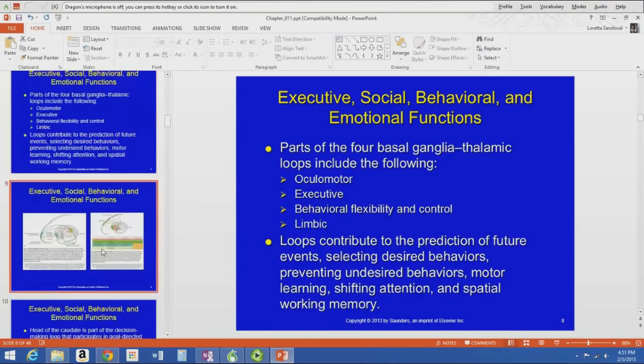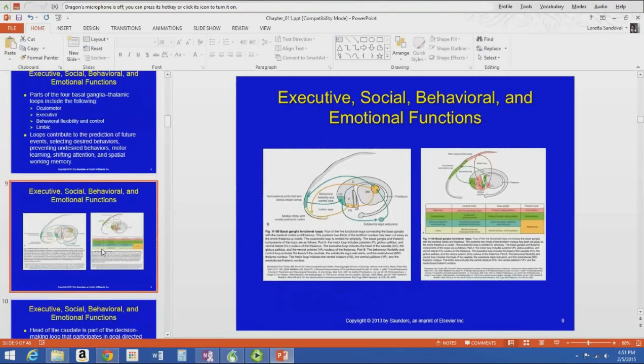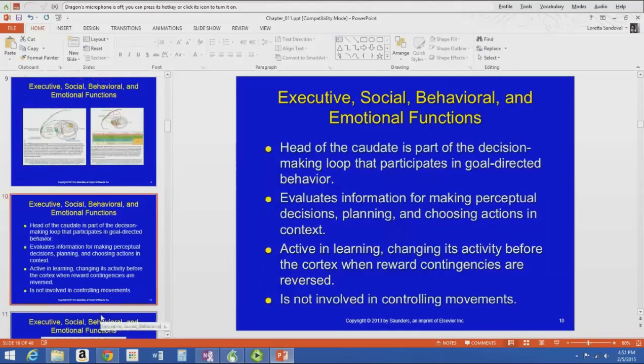And there's this really super cool chart on the social and behavioral and emotional functions, and this is way more complicated than I want you to know. But it does show the different areas of the basal ganglia and what executive and emotional functions they're involved in, which is kind of neat and interesting stuff. Like the head of the caudate is part of the decision-making loop that participates in goal-directed behavior. So goal-directed behavior is one of the things that is different between adults and children. Children often don't have goal-directed behavior until we train them to do it.